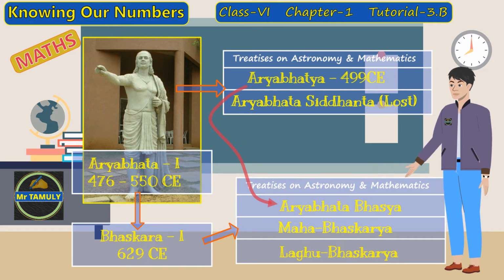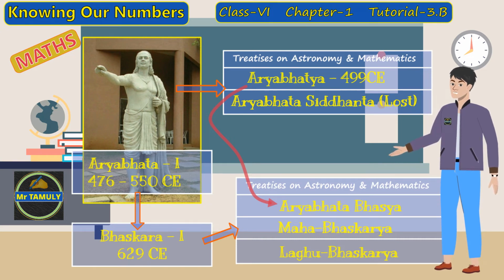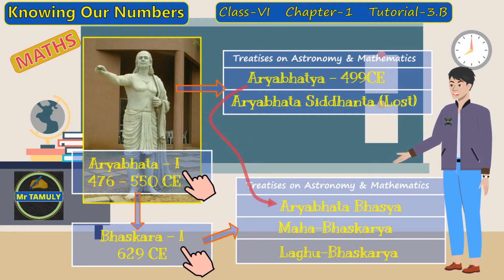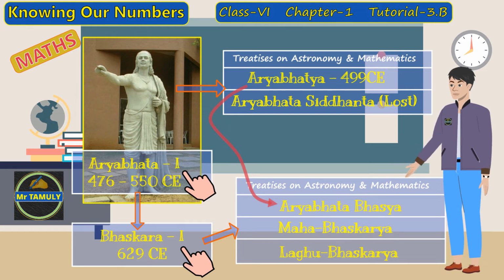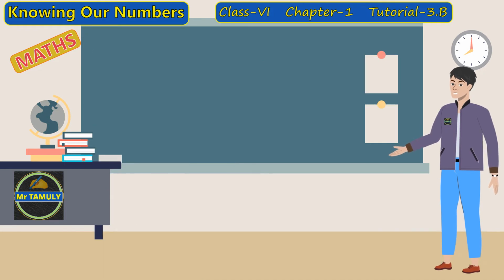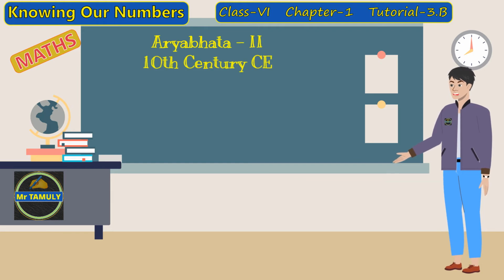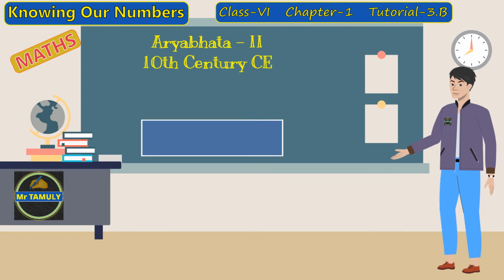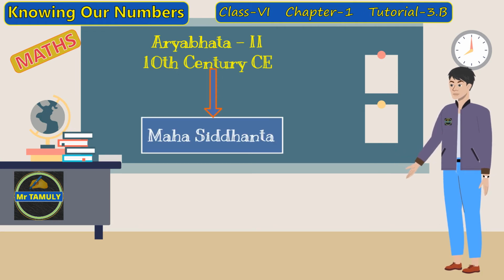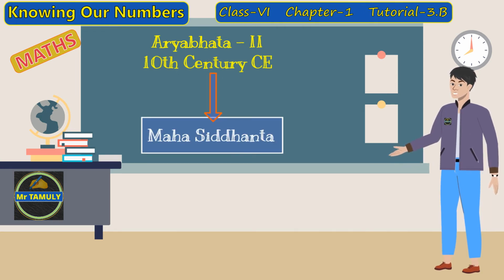I would like to tell you that we are referring to these 2 great mathematicians as Aryabhatta-I and Bhaskara-I in order to distinguish them from another 2 mathematicians of the same name who also left their mark in history a couple of centuries later. Aryabhatta-II was a mathematician and astronomer who lived in India in the 10th century CE. He is known for his treatise Maha Siddhanta. But his work is not as influential as that of Aryabhatta-I.